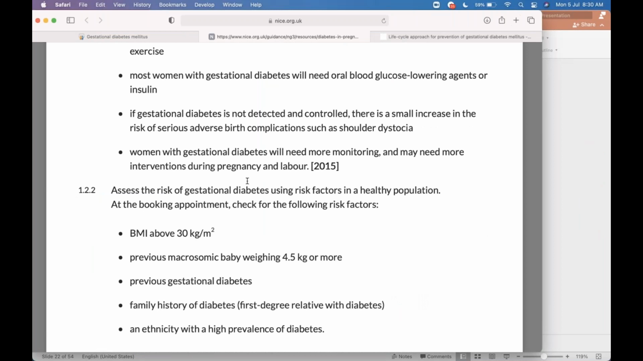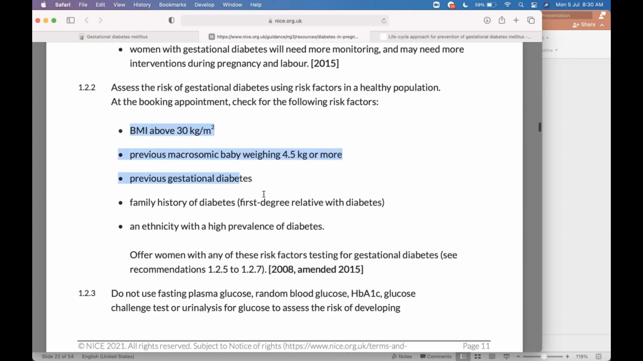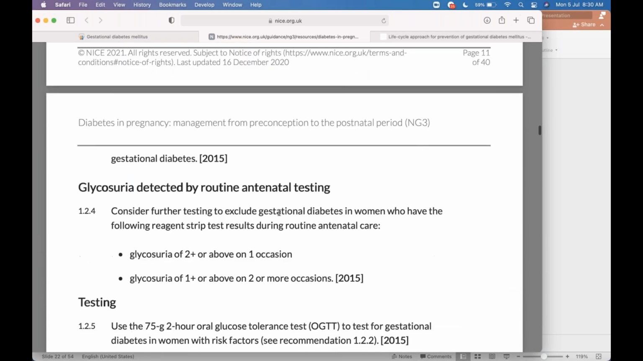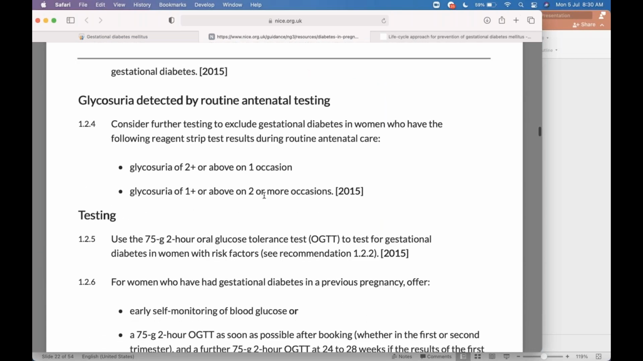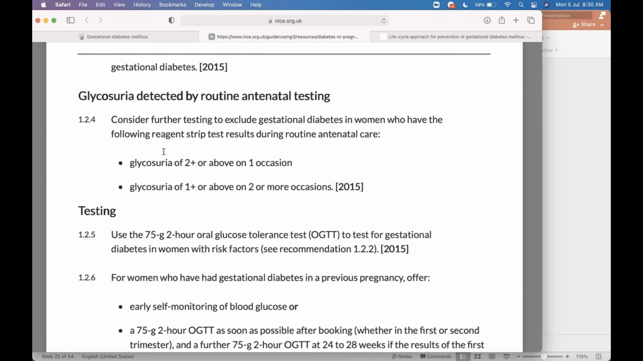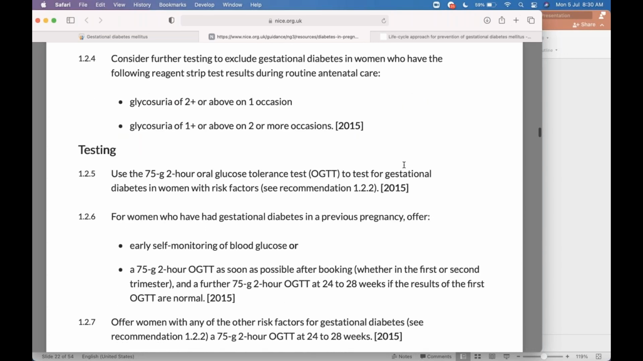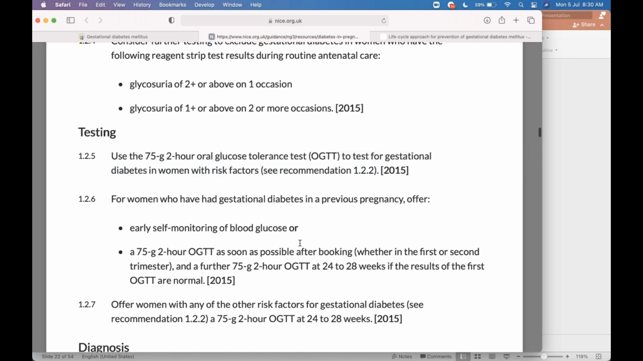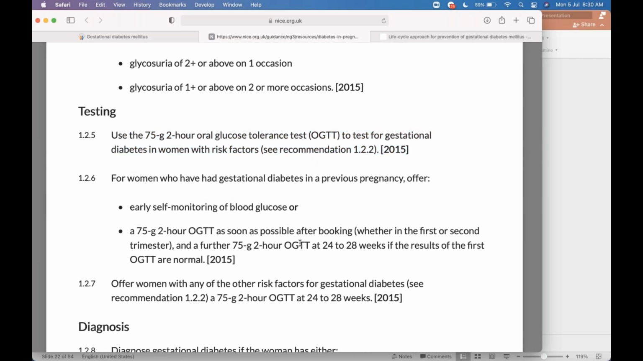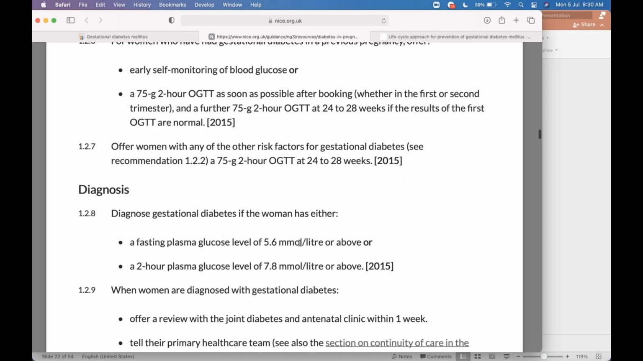As we discussed in the previous module, these are the risk factors. And glycosuria, as you had told, detected by routine antenatal testing. If it comes 2+, or 1+ on 2 or more occasions, we will check for gestational diabetes with the 75 g OGTT 2-hour value. DIPSI is the most important.